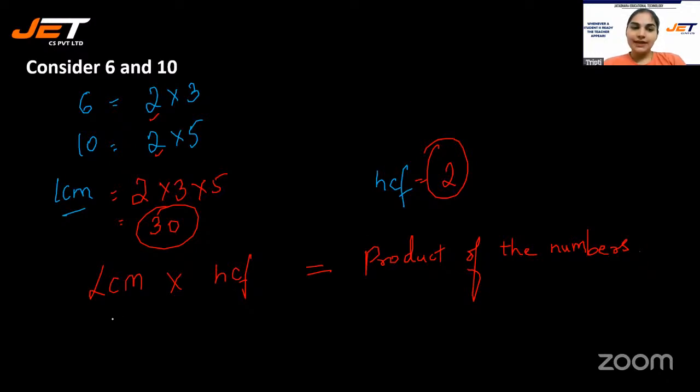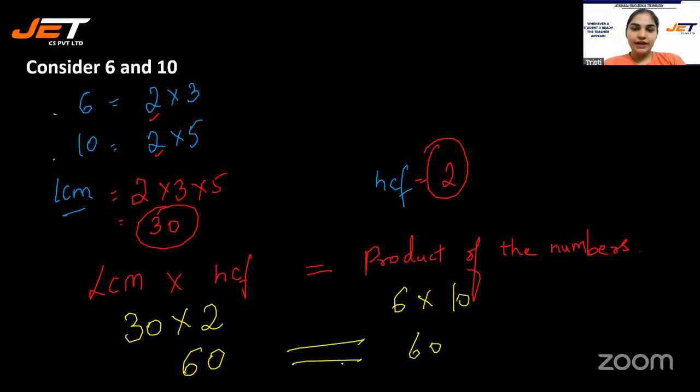So over here, LCM is 30, HCF is 2, which is equal to 60. It should be equal to the product of the two numbers. The two numbers are 6 and 10. 6 times 10 is 60. They both are equal. That means our answer is correct. This is the relation between the HCF and LCM of two numbers.